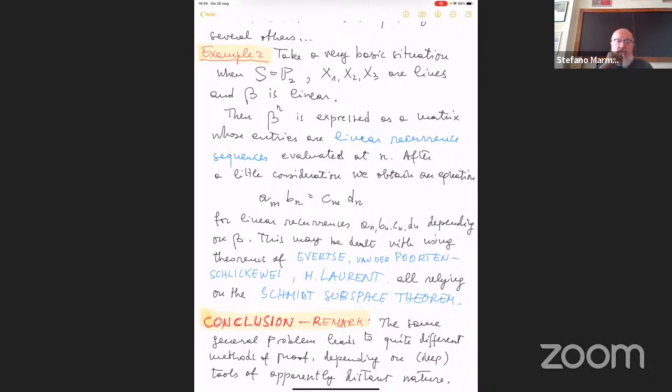It is a multiplicative equation relating 4 recurrence sequences. And now there are 2 variables. And so even the usual Skolem-Mahler-Lech vanishing theorem for linear recurrent sequences is not enough. The presence of a second variable requires deeper tools. They have been developed by the authors that I have written down, Evertse, van der Poorten-Schlickewei, Michel Laurent, and others. And all rely on the Schmidt subspace theorem, which is a far-reaching generalization of the theorem of Roth in diophantine approximation.